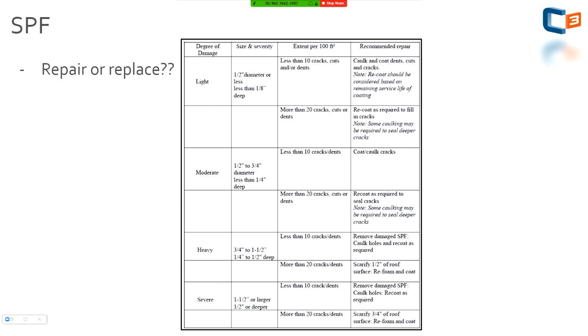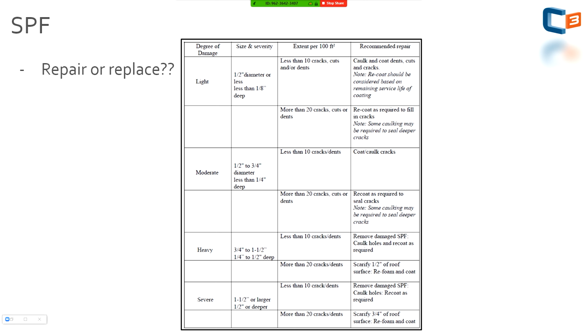So one of the big manufacturers out there, which is Henry, they make Permax SPF. And you can look at their protocol for repair or replace. You go from light in degree of damage all the way down to severe. And you can see, even on severe, if you go all the way over, you see something called scarify. Scarify 3/4 of the roof surface, refoam, and coat. What are considerations there? What if the SPF is not even 3/4 of an inch thick? Or what if there's water in this system? There's so many things that they do not address.